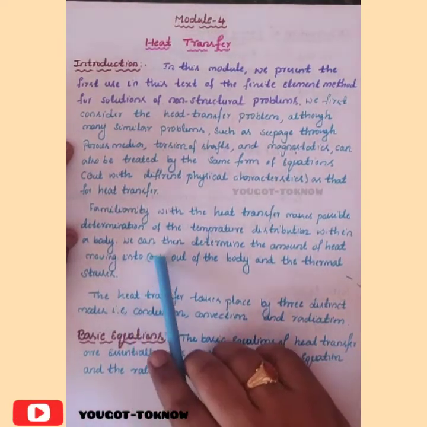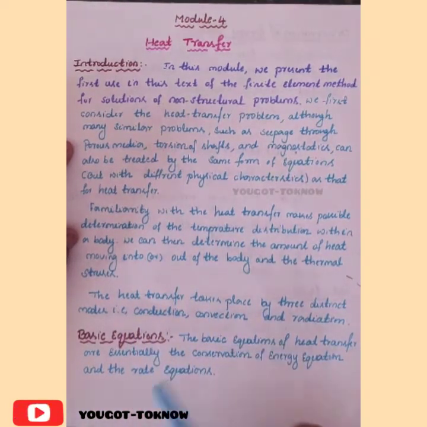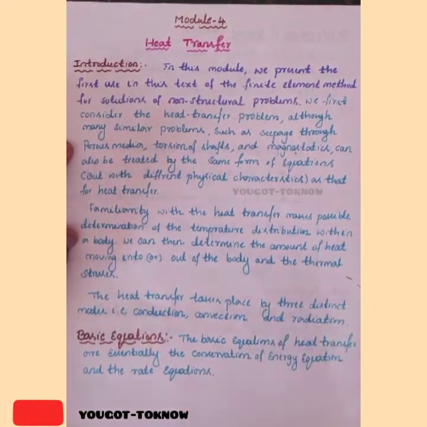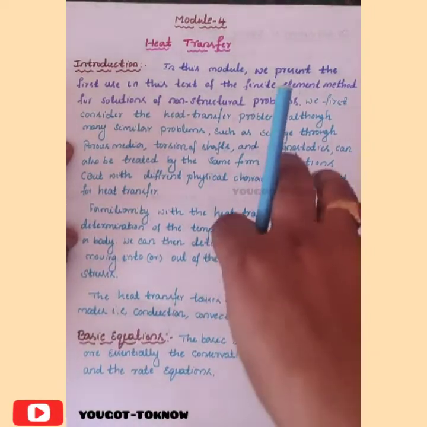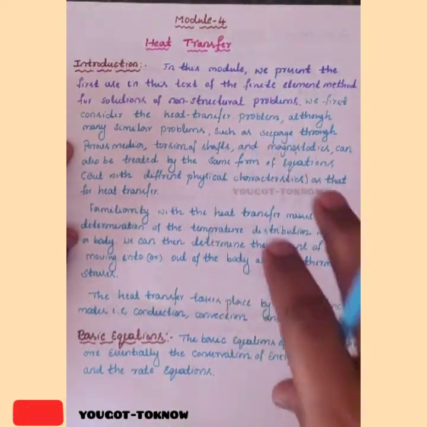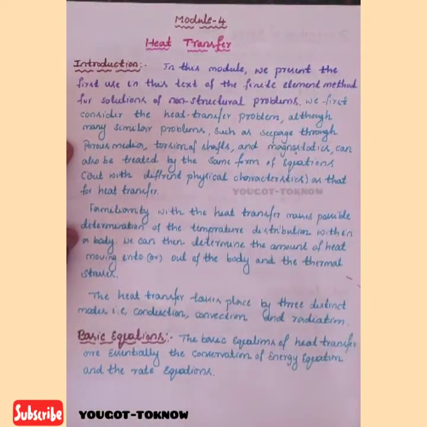We can then determine the amount of heat moving into and out of the body. That is, one is temperature, then one more parameter is heat. What is the heat consumed by the body, or what is the heat coming out of the body? That means inflow and outflow of heat are also discussed here. Heat flow and heat flux, these kinds of parameters are also discussed in this module.